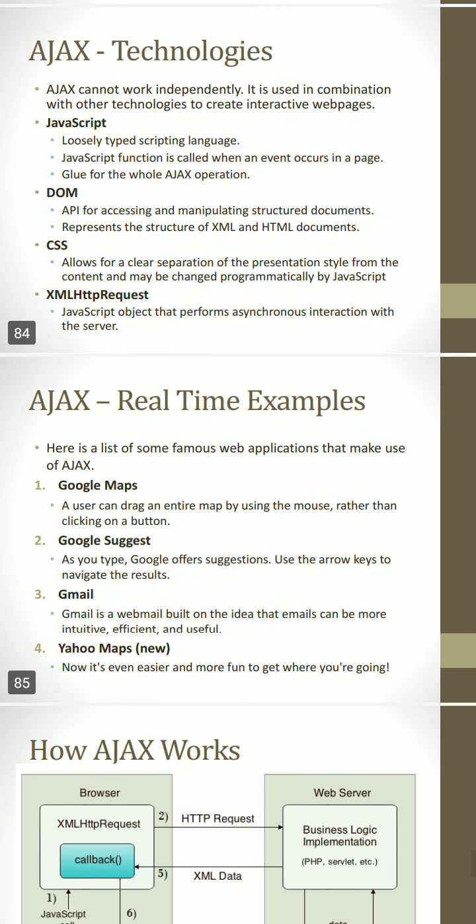Next part is real time examples. What are the real time examples of Ajax? Here is the list of some famous web applications that make use of Ajax. First one is Google Map. A user can drag an entire map by using the mouse rather than clicking on a button. So Google Map is a very good example of Ajax technology.